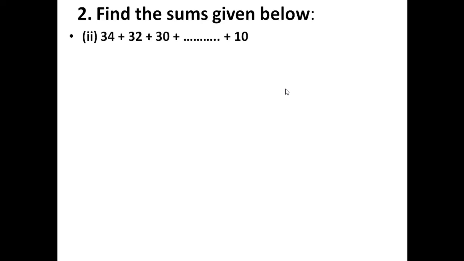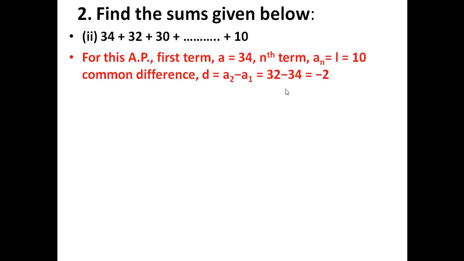Okay, so 34 plus 32 plus 30 plus so on till 10. This is the AP given, so you have to find out the sum of the AP. So a is 34, that is the first term is 34, then the nth term an, or the last term, is 10. Common difference we have to find out: a2 minus a1 equals 32 minus 34 equals minus 2.